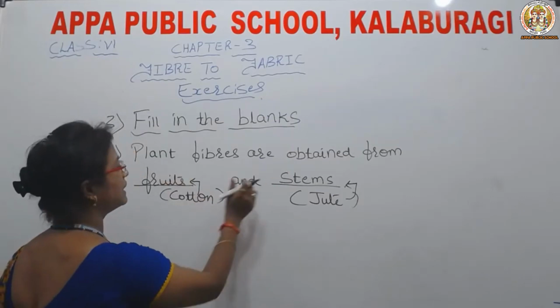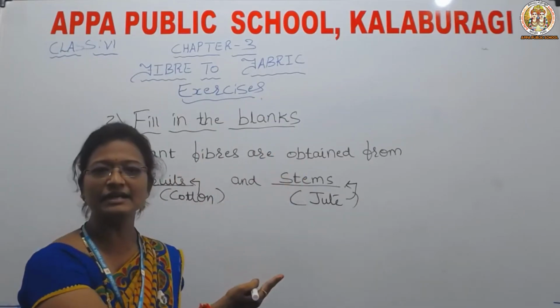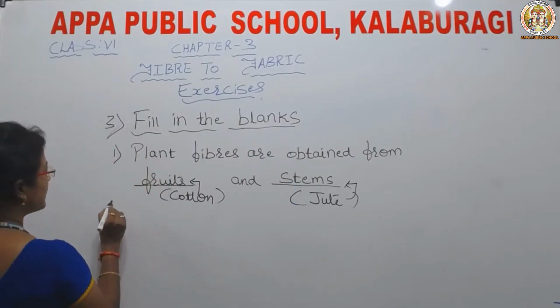You can write any one among these two. Either you can write fruits and stems, otherwise cotton and jute. So next fill in the blanks.